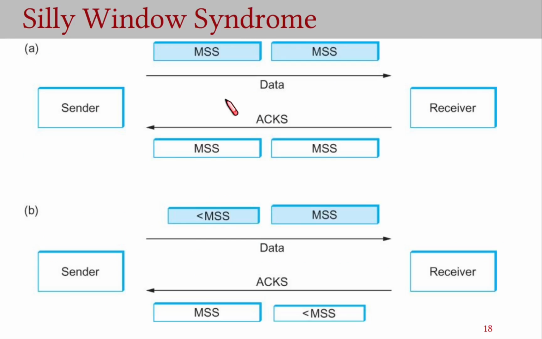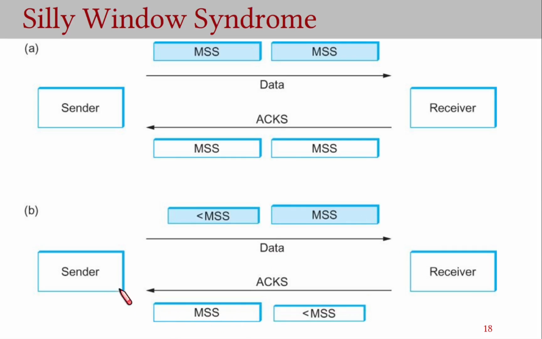And so here is an illustration of that. From the sender, MSS worth of segments go, and the receiver acknowledges MSS worth of segments. If the sender is aggressively sending and the application is generating enough data, there's no problem. However, if the application is not generating enough data, and the sender is sending aggressively, what may happen is that it sends an MSS worth of segment, then some other segment does not contain that much data, and what comes back are these acknowledgements.